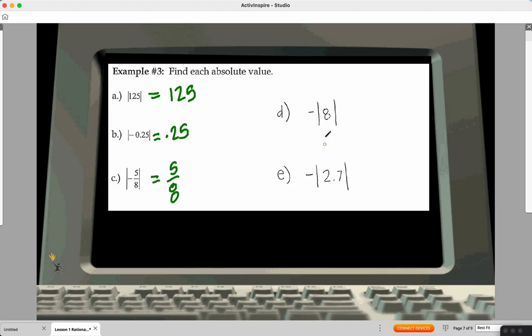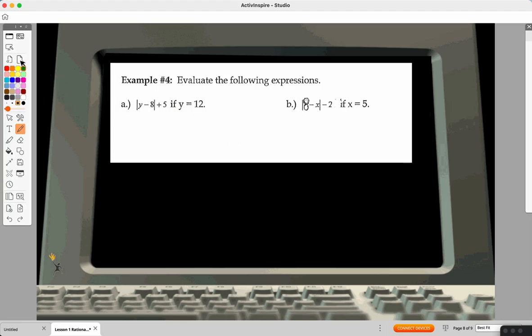Now, these are different. The negative sign is on the outside, so it's not going to be affected by the absolute value. So this one happens to be negative 8 and negative 2.7. Because that negative is outside the absolute value, it doesn't get affected by the absolute value signs.